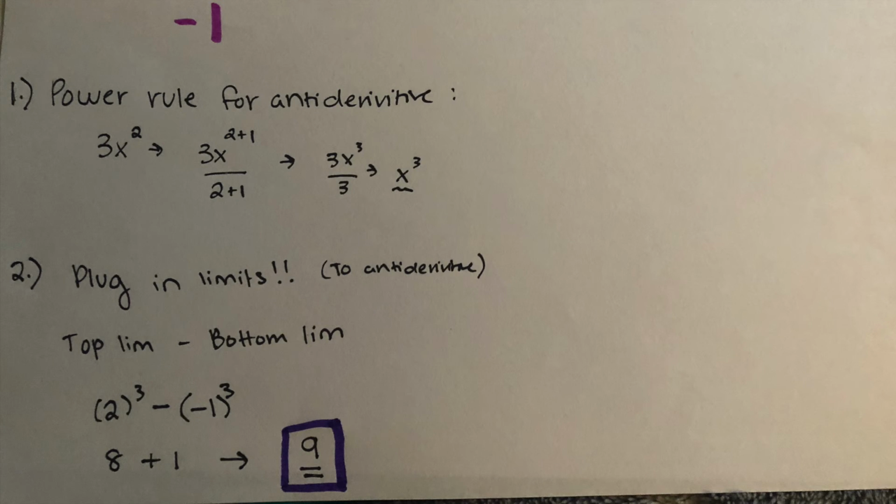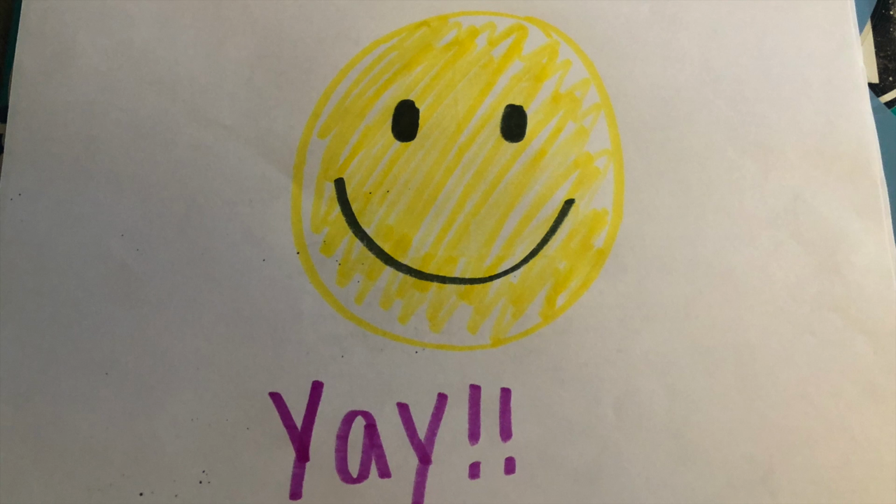Now that we have our antiderivative, all we have to do is plug in our top and bottom limits. You plug in the top limit to x cubed and subtract the bottom limit plugged into x cubed. That gives us 8 plus 1, which is 9, which is our answer. Now you know all about definite integrals.